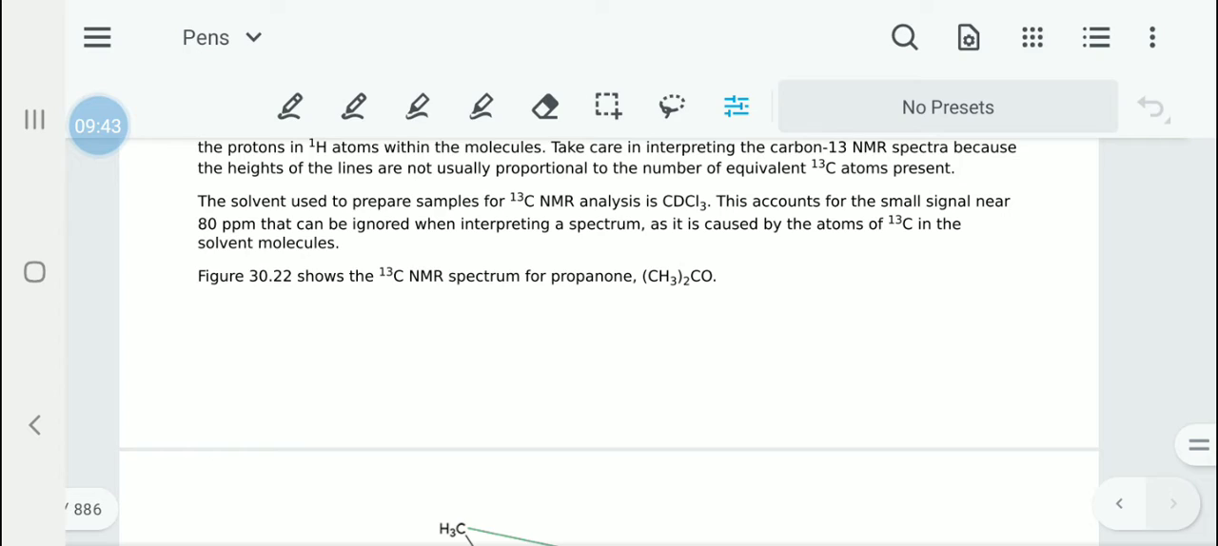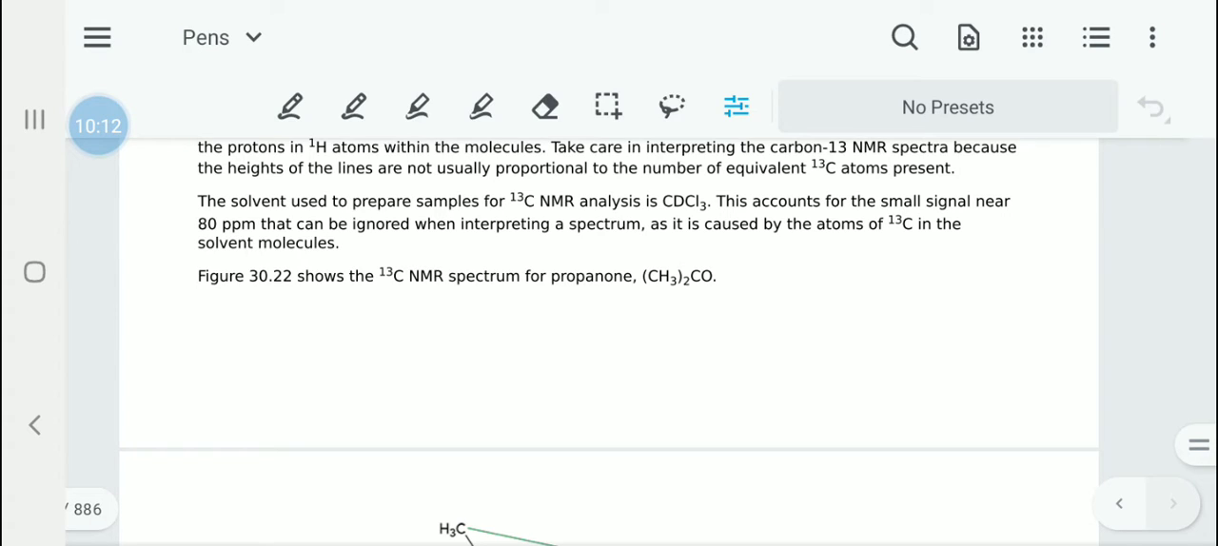Now, when you take a chemical, if there are carbon joined with CH3, that doesn't mean the line for carbon CH is going to be 1/3 of CH3. It doesn't mean that they are not proportional, right?